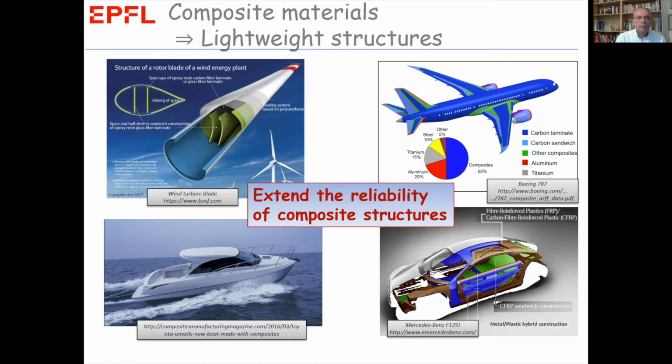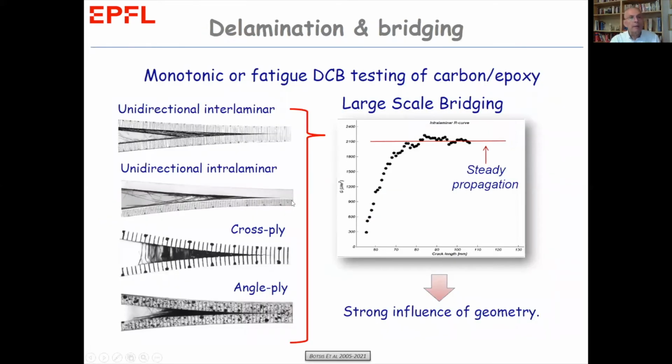Now, we all know that due to the difference in elastic properties of the constituent materials and the layer structure, microcracks and damage appear in the interface of the layers of the laminated structure. Now, these defects generate cracks that develop into delamination that is normally accompanied by large-scale bridging, as we see here on the right, on unidirectional interlaminar, unidirectional intralaminar, cross-ply, and angle-ply layouts.